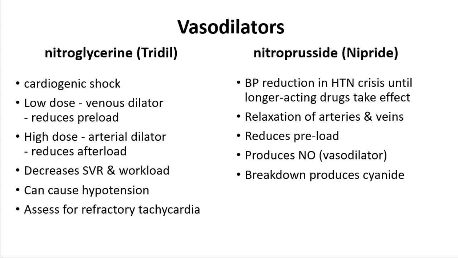All right, we'll move on to the vasodilators. So the exemplars I have here are nitroglycerin and nitroprusside. Milrinone is also a vasodilator. So nitroglycerin, often used for cardiogenic shock. Nitroglycerin, we also, people carry nitro around for acute coronary syndrome, for angina. So at a low dose, it decreases preload, and high doses reduces afterload.